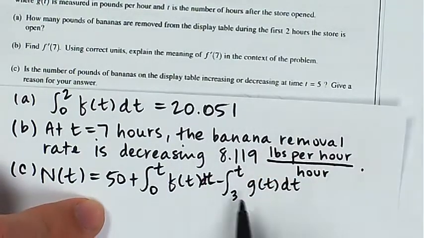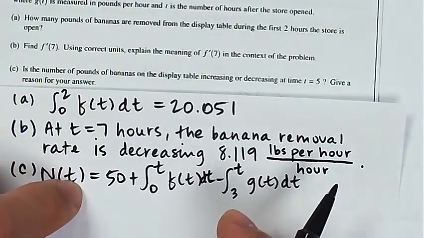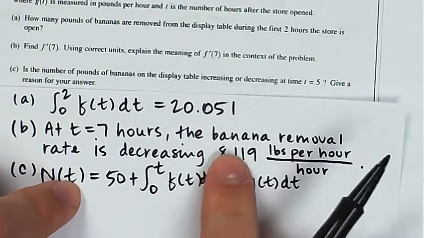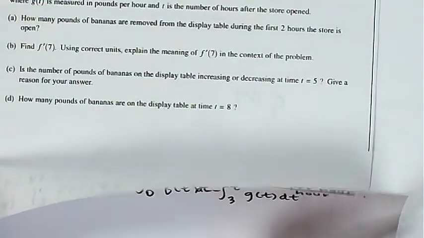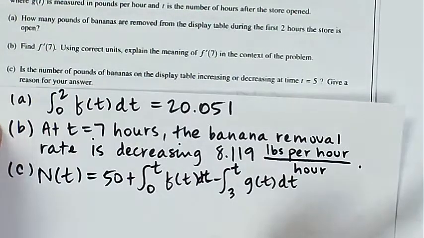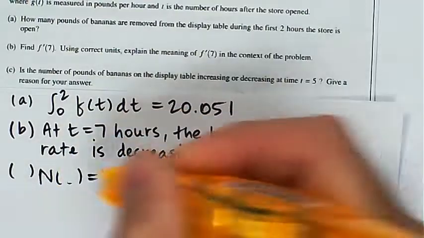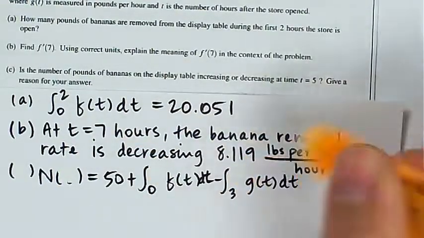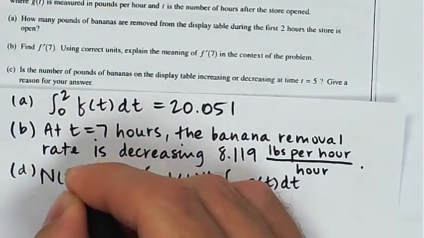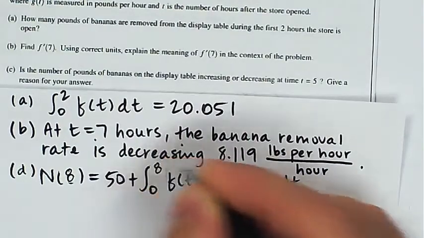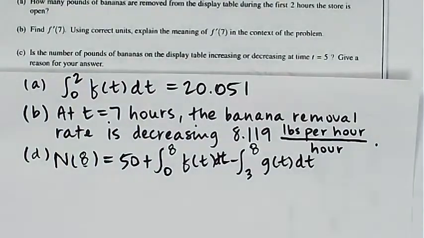What I'll say about this is that this is only a valid formula where t is greater than or equal to 3, right? If t is less, just use the first two parts of this formula. And I'm realizing, what are we going to actually do? How many pounds of bananas are on the display table at time t equals 8? Yeah, I think that's what I'm going to do. I'm working part D now, and we're going to be considering 0 to 8. The number of bananas at time 8 is 50 plus the integral from 0 to 8 of f minus the integral from 3 to 8 of g, because the employees only started restocking at t equals 3.